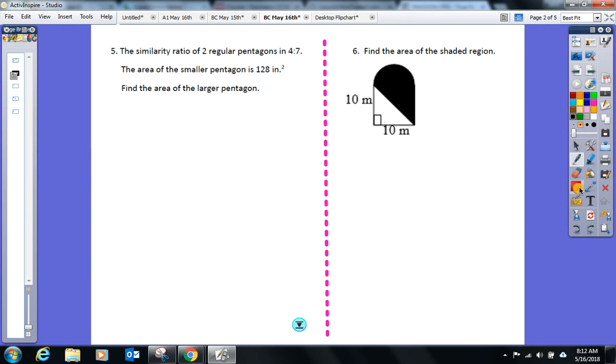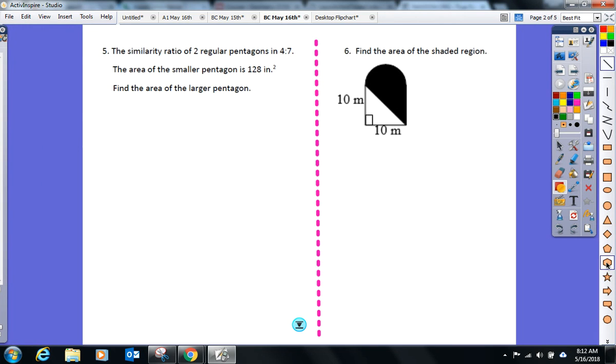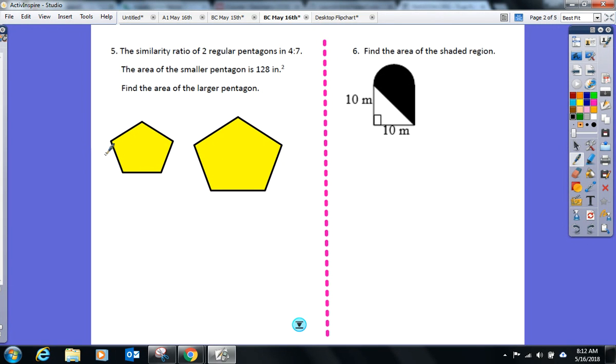Got 2 regular pentagons that are similar to each other. And I give you the ratio of their sides, 4:7. That doesn't mean the sides are actually 4 and 7. They're just in some ratio, 4:7. The area of the smaller one, 128. How about you find the area of the bigger one?